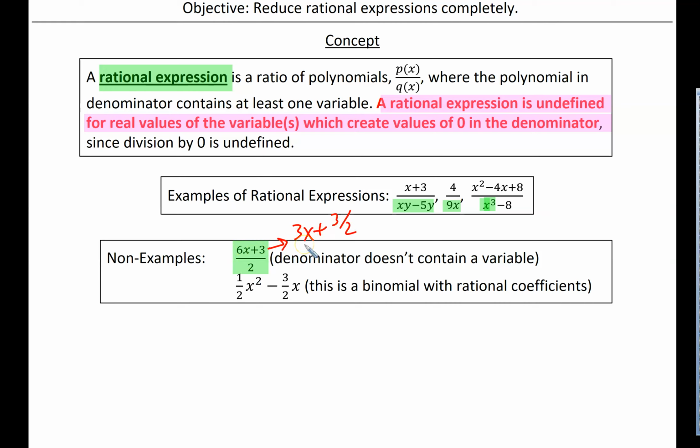So it's a polynomial, actually. And the same thing here. Although there are fractional coefficients, those fractions, again, in their denominators have no variables. So this is also just a polynomial, not a rational expression. So a rational expression requires that we have a ratio of polynomials where in our denominator there is a variable.